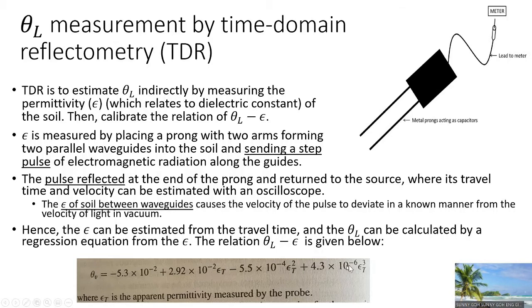So this is basically the polynomial equation that is used to relate the permittivity with the volumetric water content. All right. So hence the permittivity can be estimated from the travel time, and the volumetric water content can be calculated by a regression equation from the permittivity. So here is to establish the relationship between the volumetric water content and the permittivity. So this is the equation. All right.